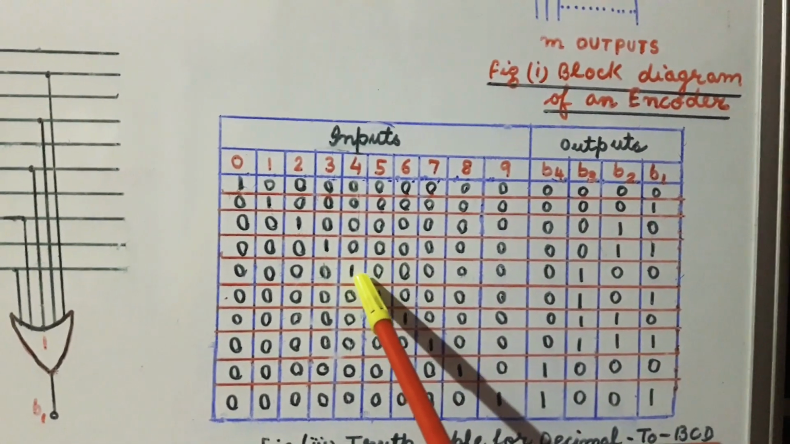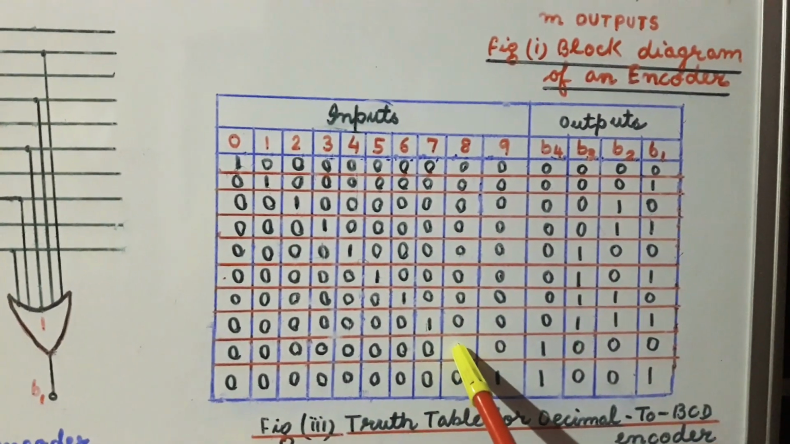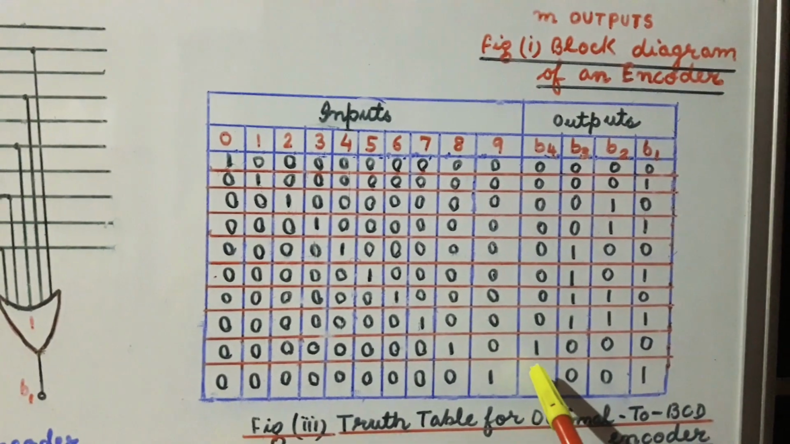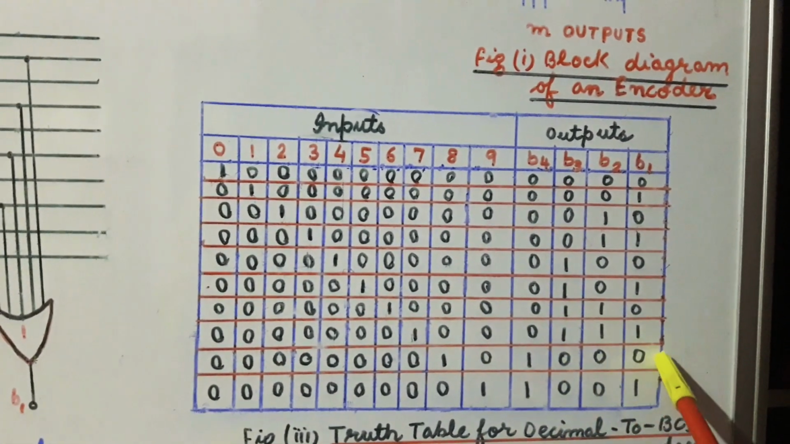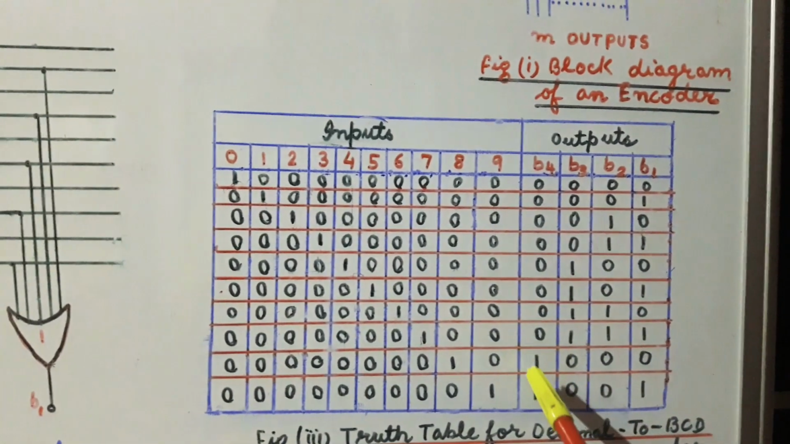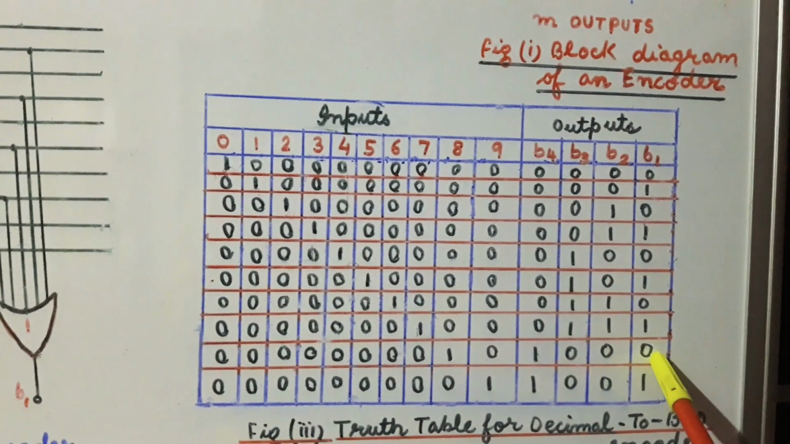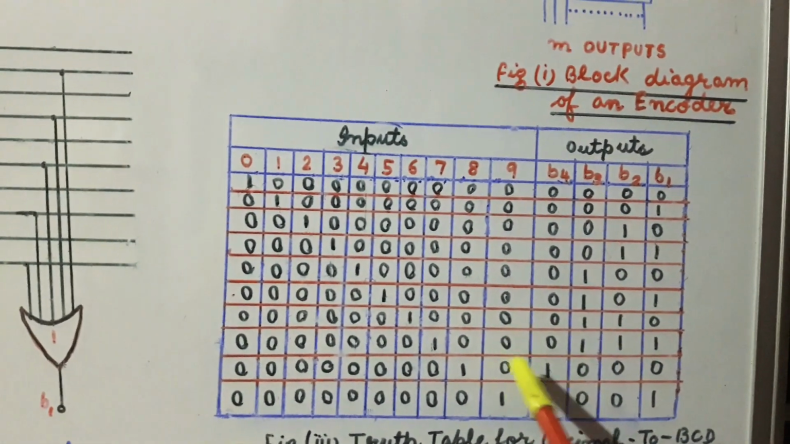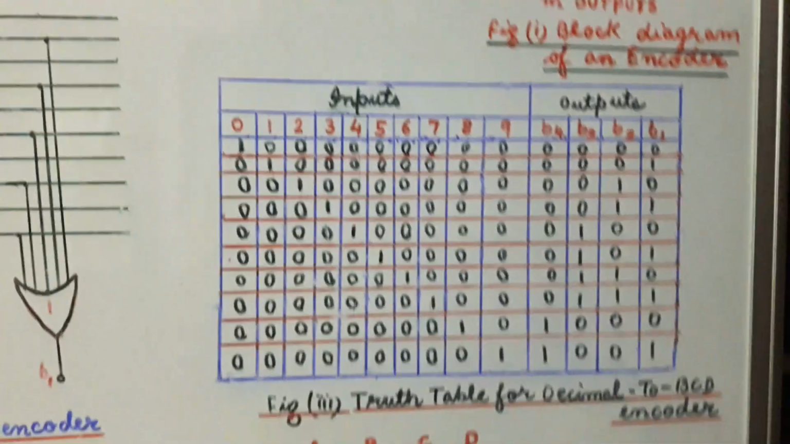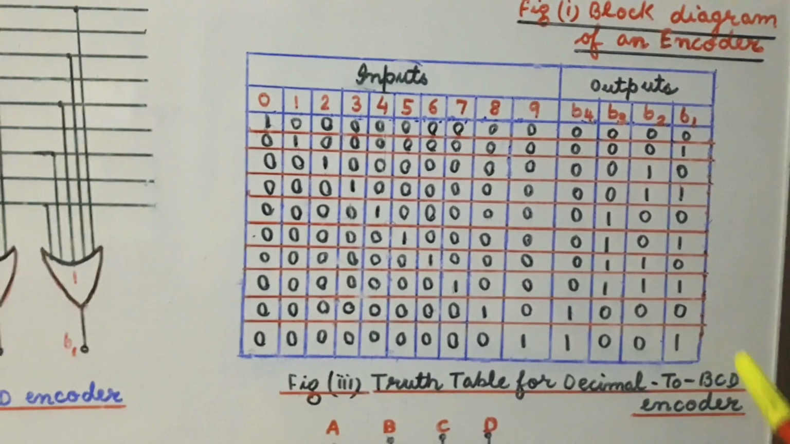Similarly, if we press the switch 8, then only the OR gate 4 is active and all the other OR gates are inactive. So the output B4, B3, B2, B1 will be 1, 0, 0, 0, which is again the BCD equivalent of the decimal 8. In this way we can draw the truth table for decimal to BCD encoder.